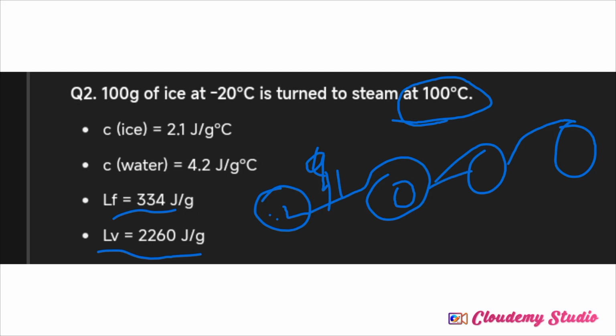From ice at 0 to water at 0, this is latent heat of fusion. From water at 0 to water at 100, that's mc change in theta. From water at 100 to steam at 100, the heat involved here is latent heat of vaporization. So we're having Q1 plus Q2 plus Q3 plus Q4. Very, very easy. Just add everything together. That's all. So let's move to the next thing.